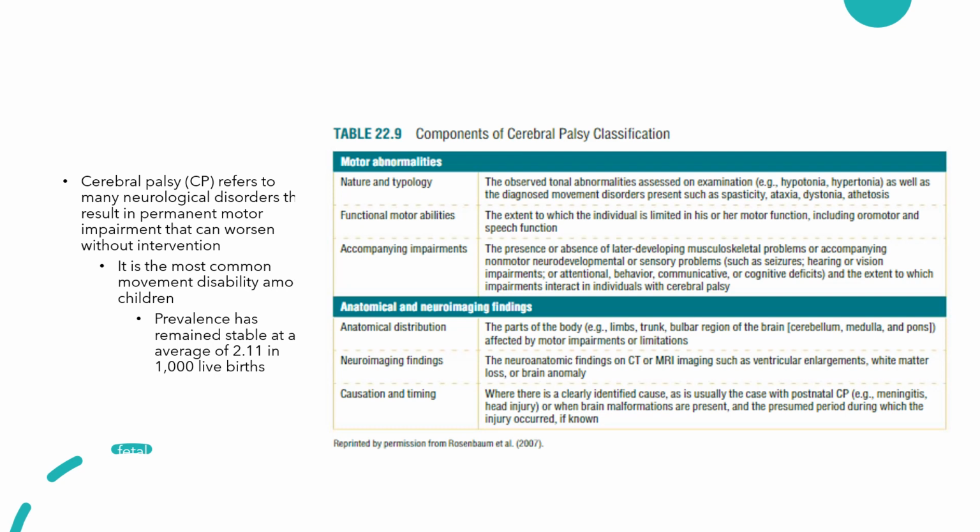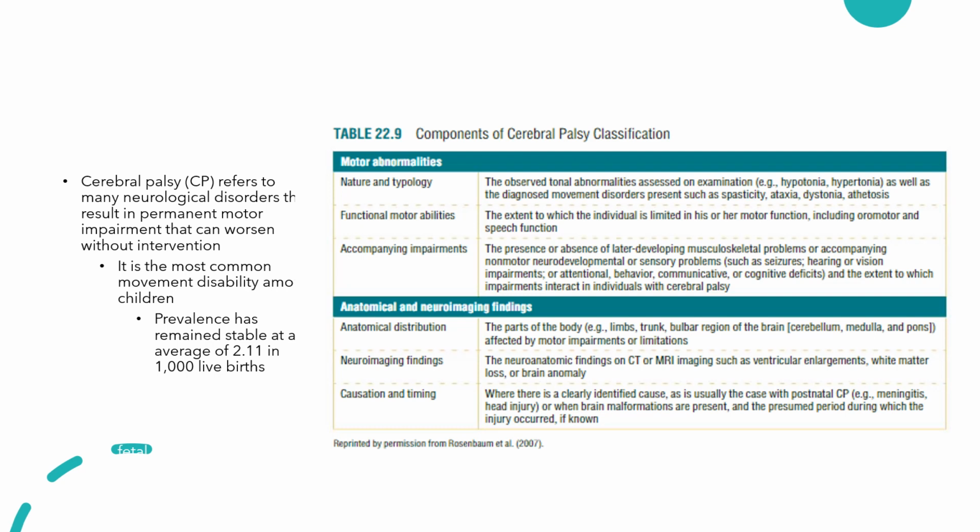The classification of cerebral palsy, or CP, includes several components related to motor abnormalities. These components help describe the specific motor impairments and characteristics of an individual with CP. The motor abnormalities components commonly included in the classification of CP are as follows. The type of motor impairment. Spastic CP is characterized by increased muscle tone and stiffness, leading to difficulties with movement control.